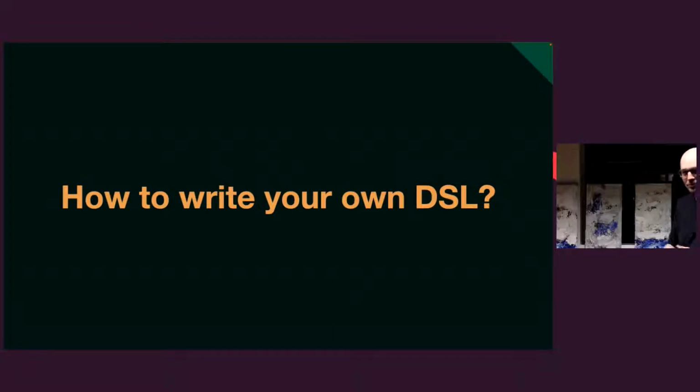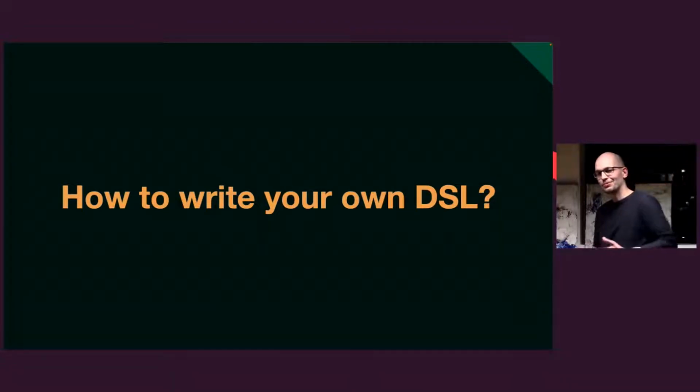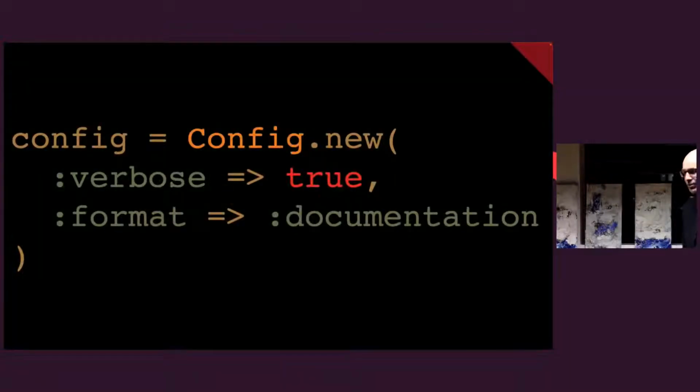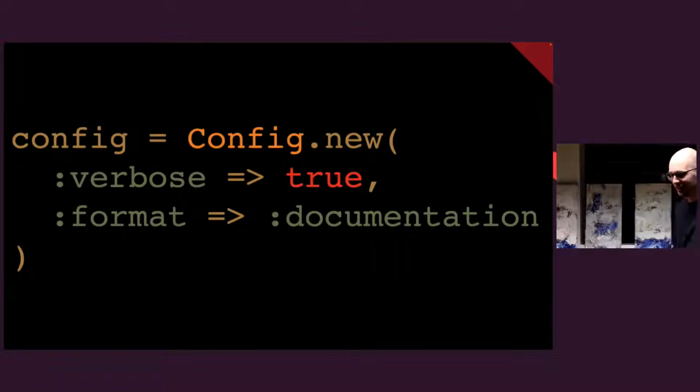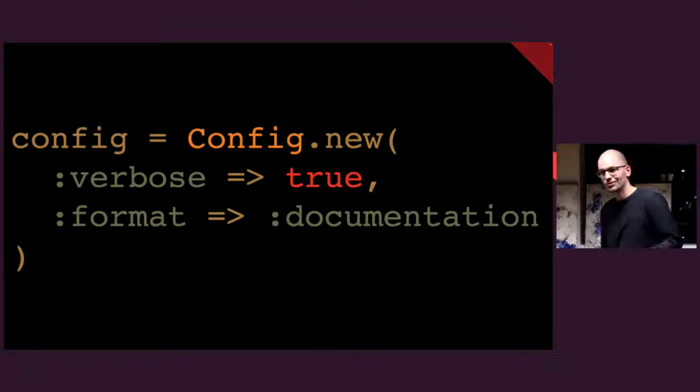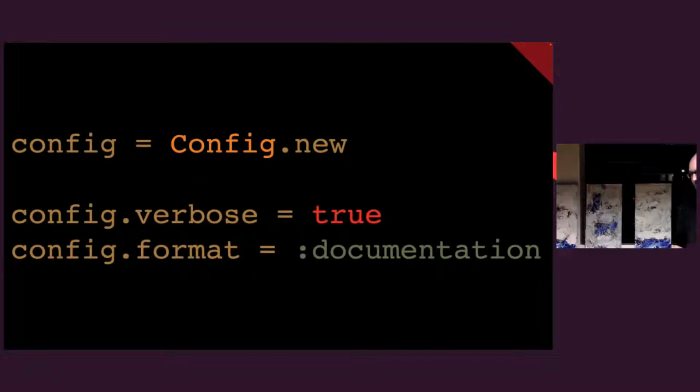All right, so we know DSL, we know why they exist, what we can use them for. How do I write it? We usually start off with something like this. We just have a configuration object. It's fine. This is where most things start. You can just pass a hash of options, and that's it. And that works. But I want to do more because I'm writing Ruby.